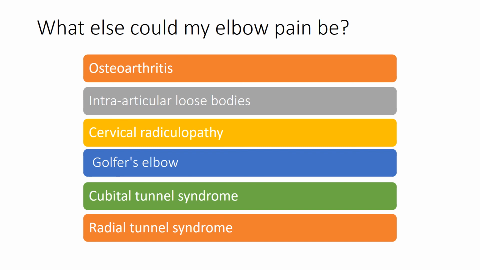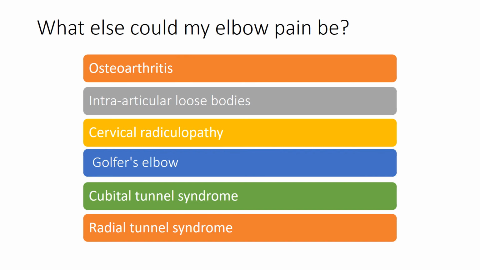Golfer's elbow. Golfer's elbow presents very similar to tennis elbow, however, symptoms are located on the inside of the elbow. This is because the tendons that become sore are the ones responsible for bending the wrist and the fingers. Unlike tennis elbow, these tendons attach to the inside of the elbow, hence why the distribution of pain feels slightly different to tennis elbow.